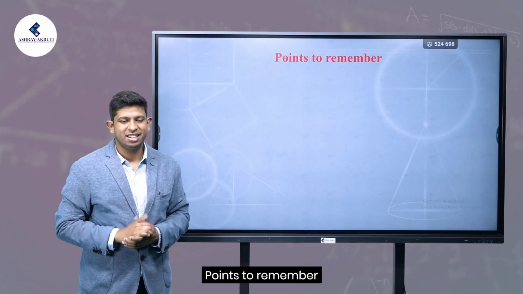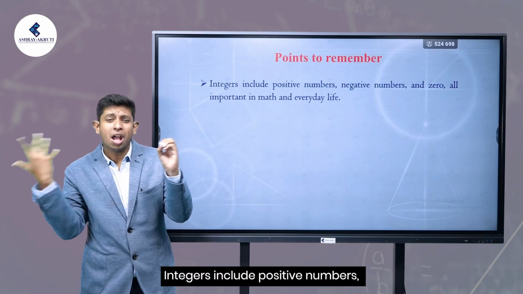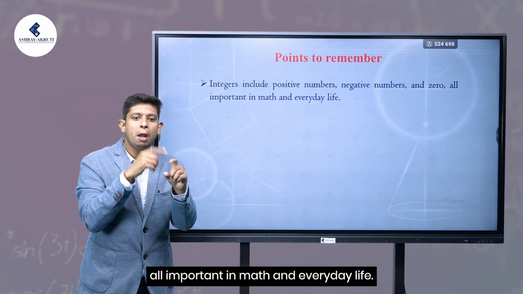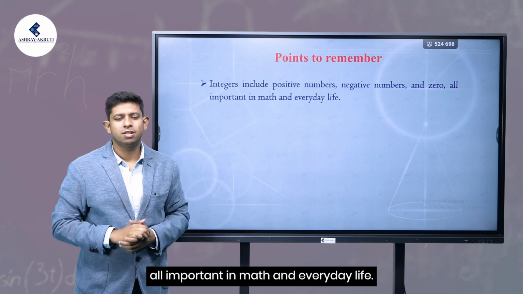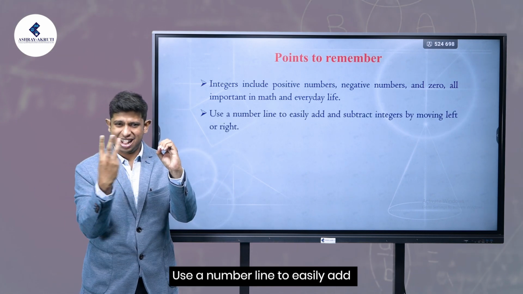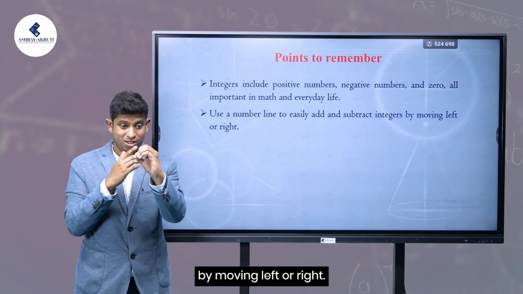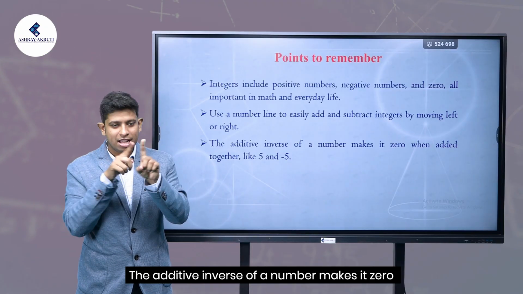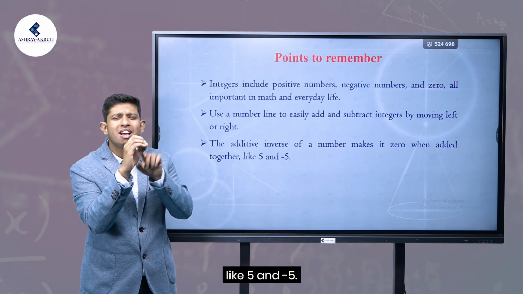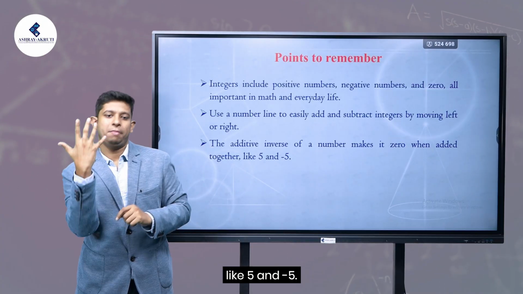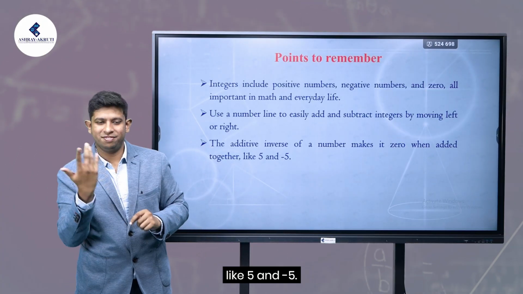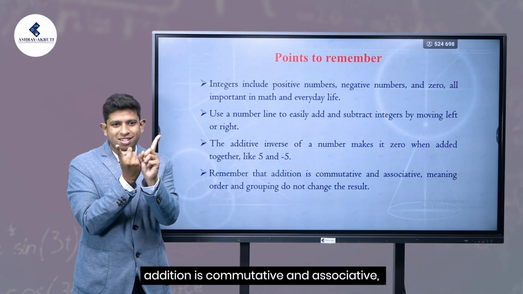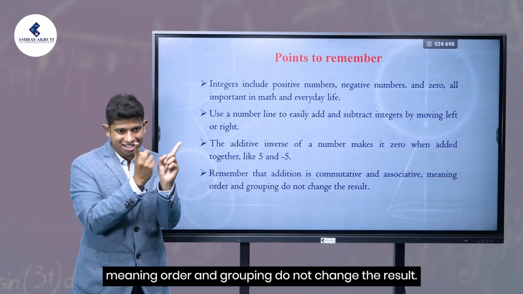Points to remember. Integers include positive numbers, negative numbers and 0, all important in math and everyday life. Use a number line to easily add and subtract integers by moving left or right. The additive inverse of a number makes it 0 when added together, like 5 and -5. Remember that addition is commutative and associative, meaning order and grouping do not change the result.